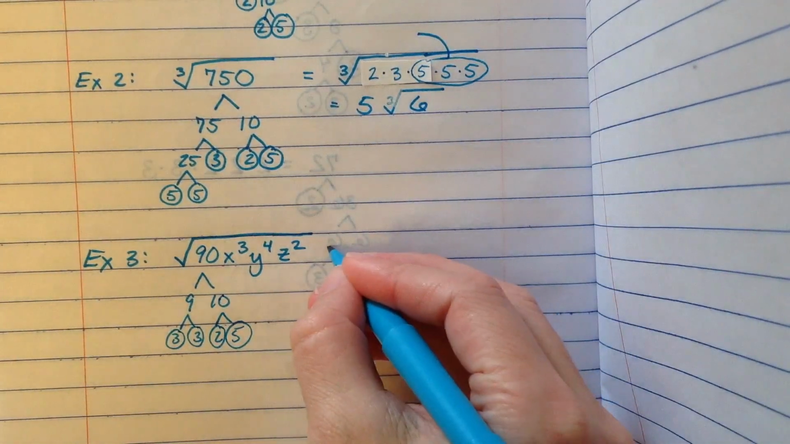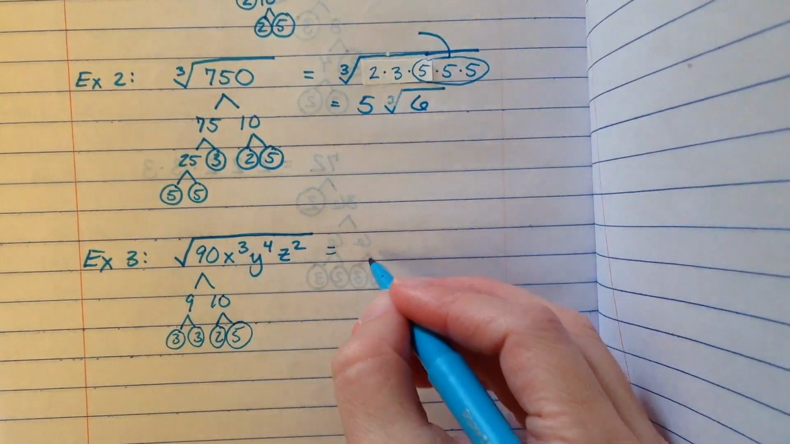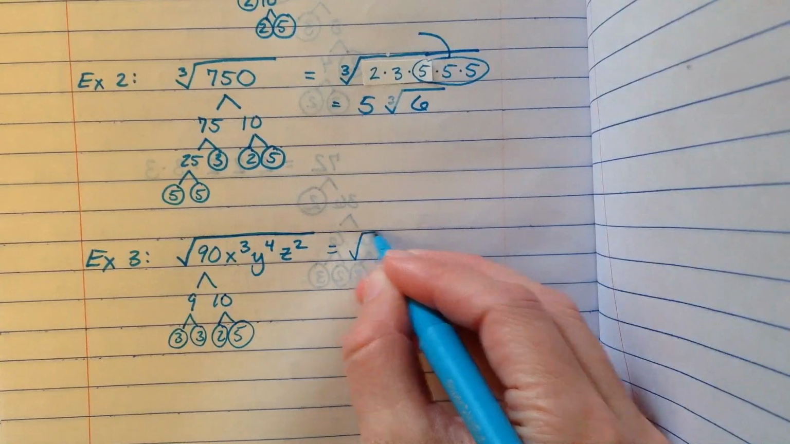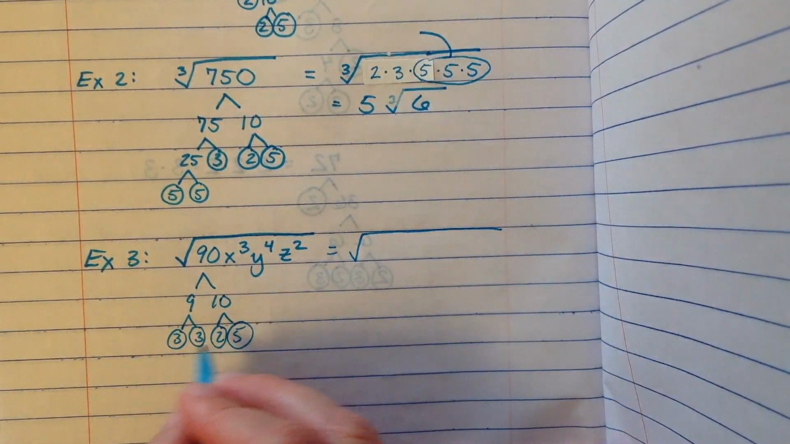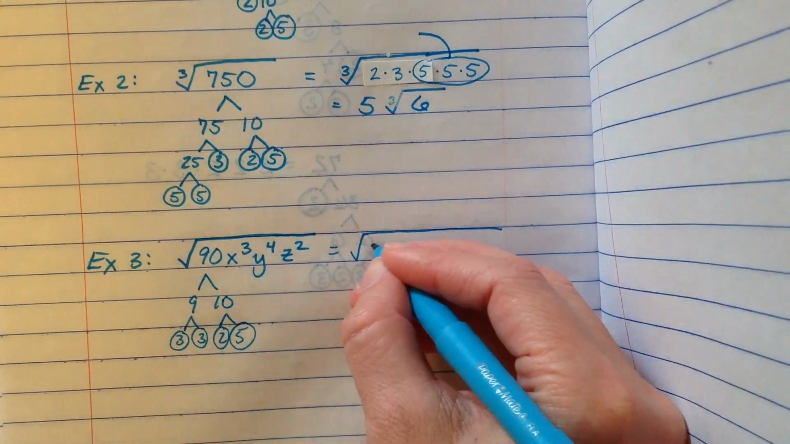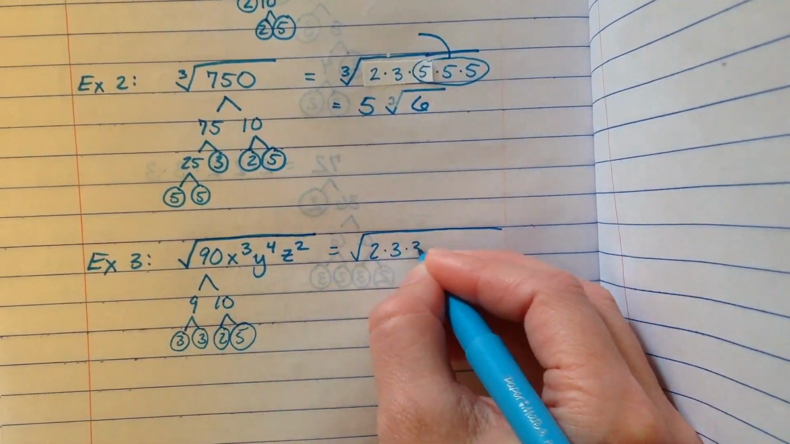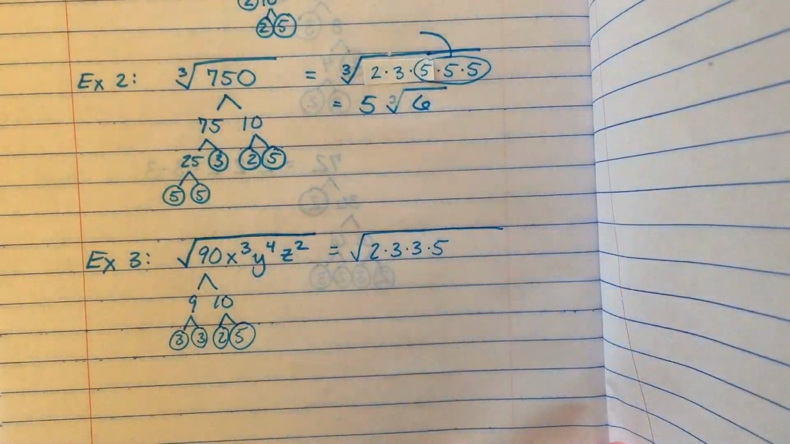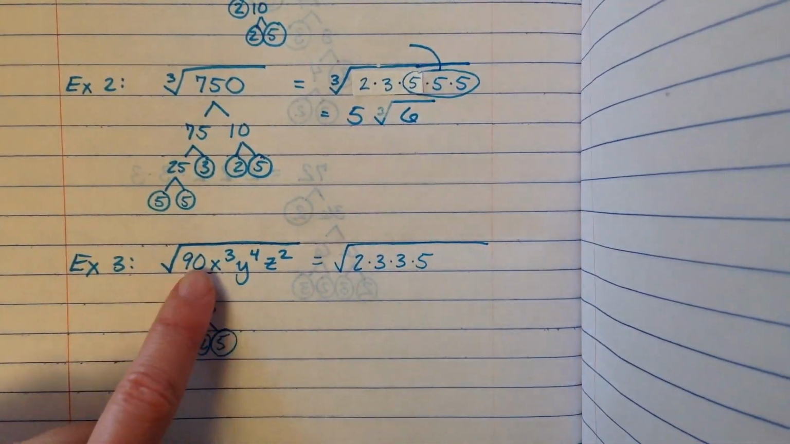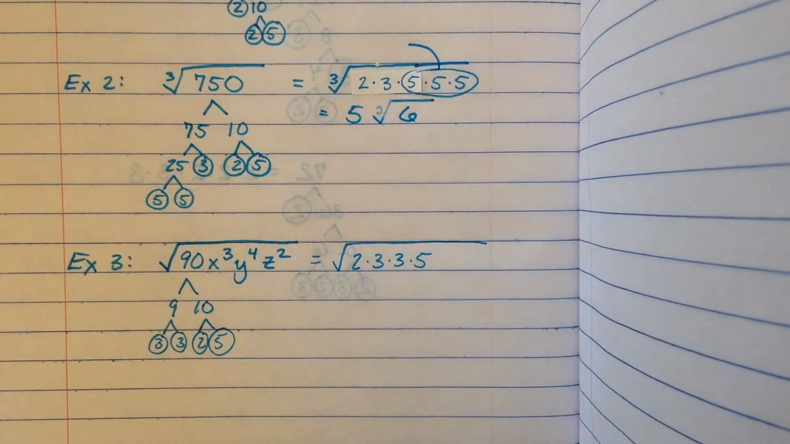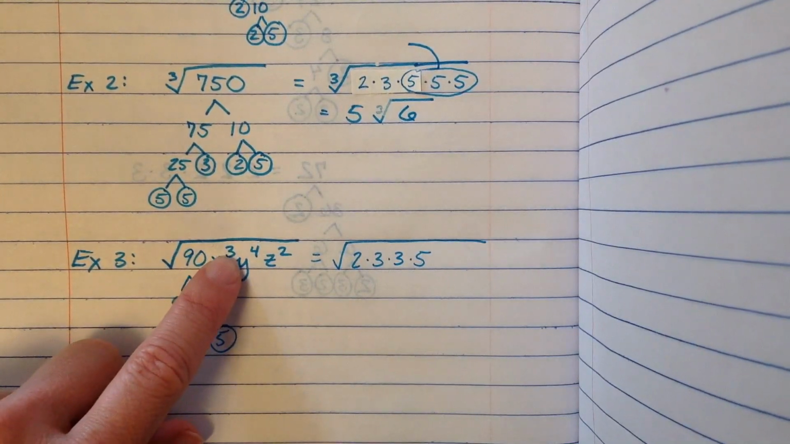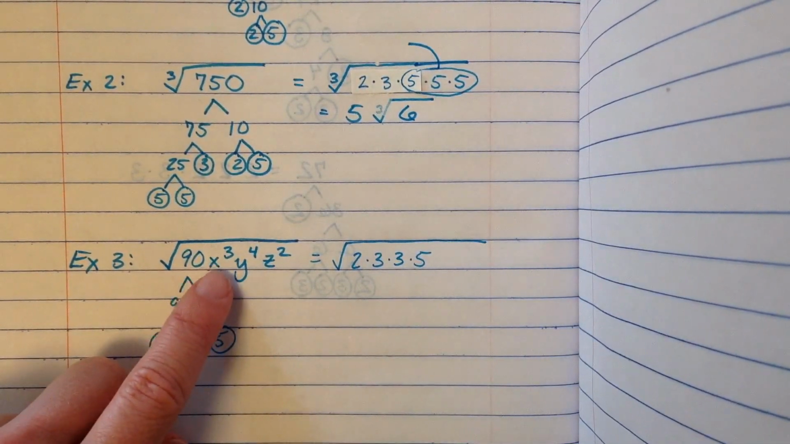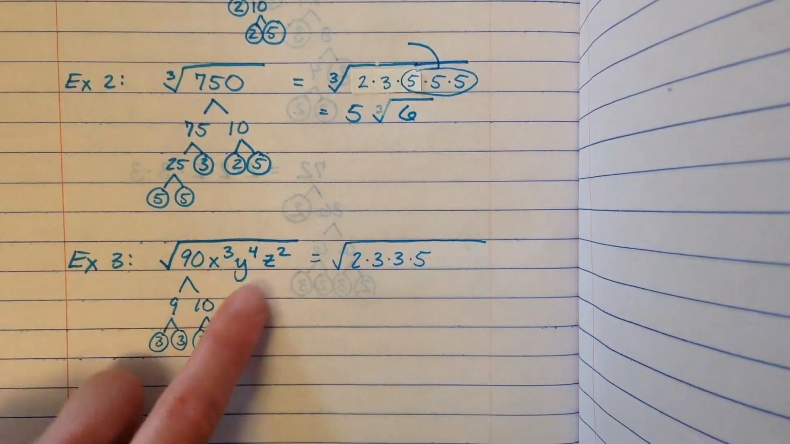And so I'm going to rewrite again my square root. Instead of writing 90, I'm going to write my prime factorization in order. So 2 times 3 times 3 times 5. And now I'm going to deal with the letters. Well, think about what x cubed means. X cubed just means take x and multiply it by itself 3 times. So that would be x times x times x. And think about what y to the 4th power means.